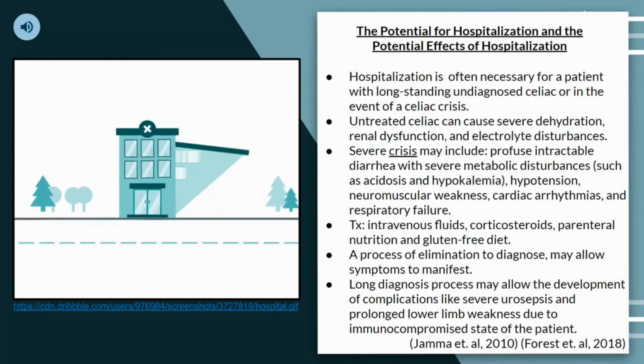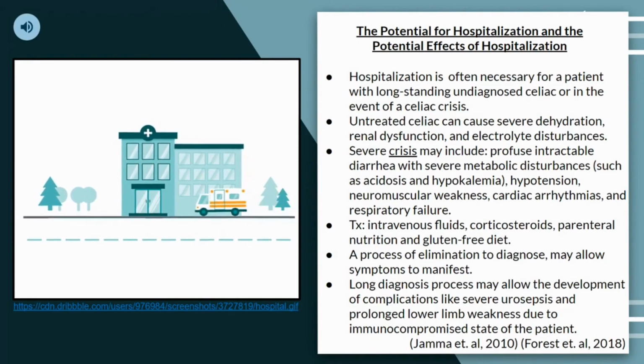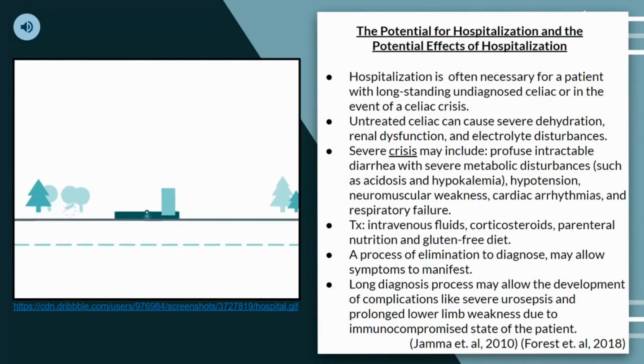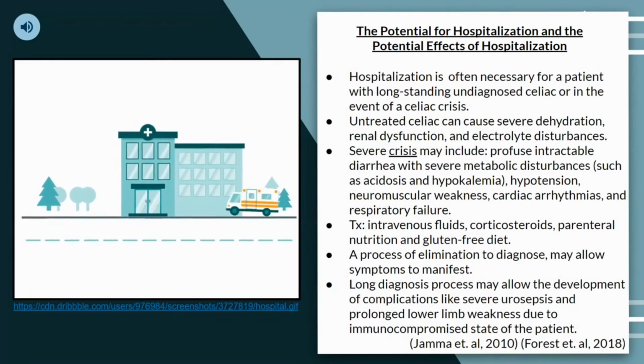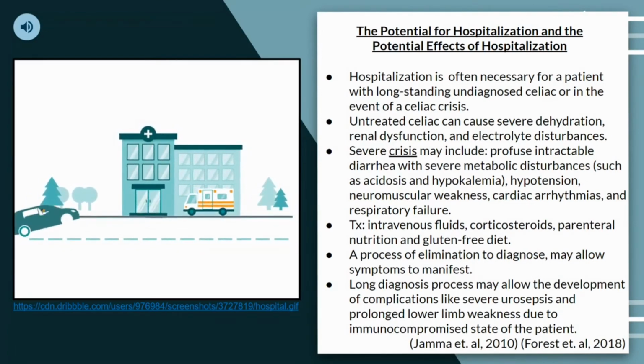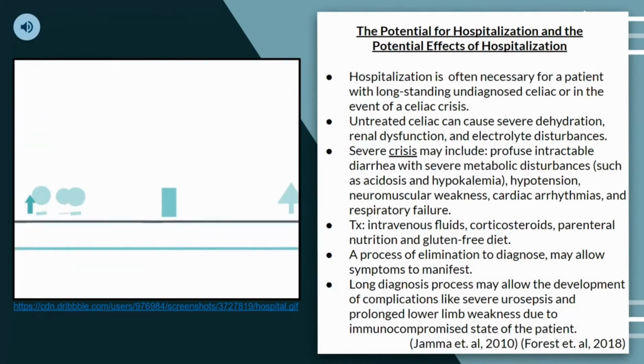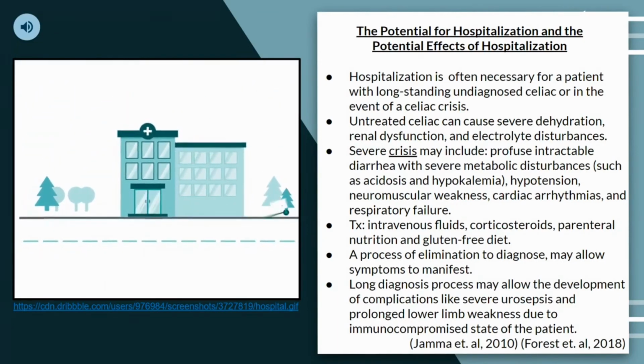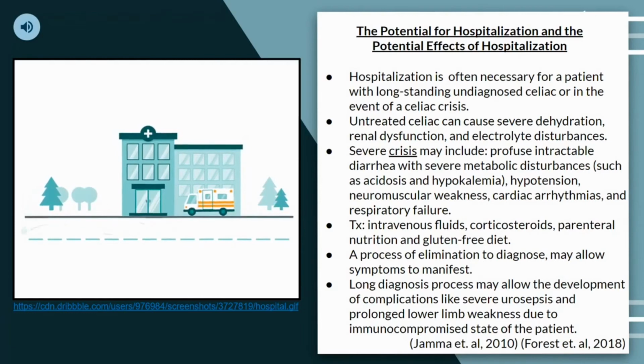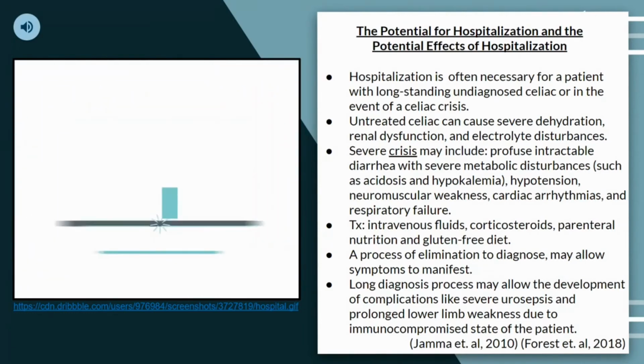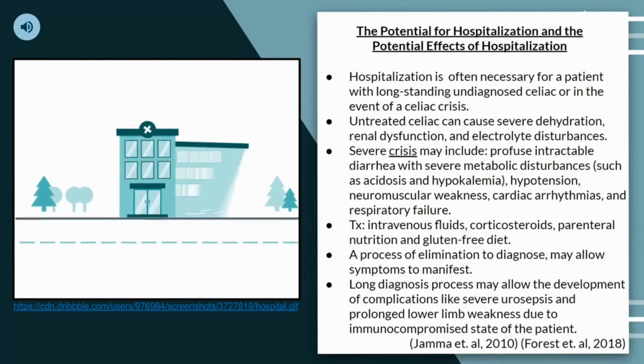Unfortunately for patients who experience these episodes, the diagnosis of celiac is often a process of elimination and can take multiple rounds of testing before coming to a conclusion. The extension of this process can allow symptoms to manifest and cause complications such as urosepsis and prolonged lower limb weakness due to the patient being in an immunocompromised state for such a long time.